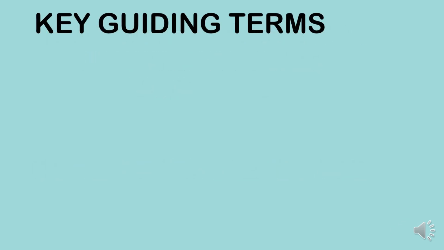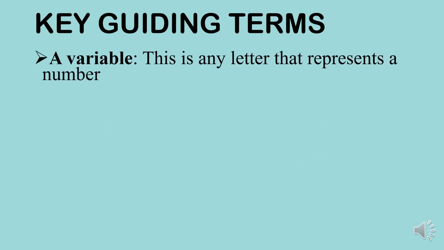Important in algebra is to understand the key terms. So I've tried by all means to come up with key guiding terms for this algebra that we are about to do. I'll go step by step to show you what each term means and how you need to approach it. The first term is a variable. A variable is any letter that represents a number. In math, we say this is any letter that can stand in for a number. That letter, we call it a variable.